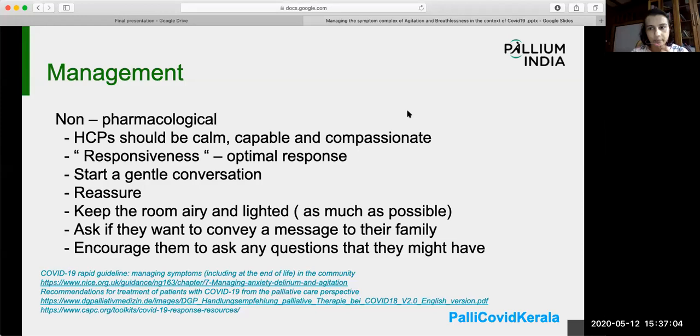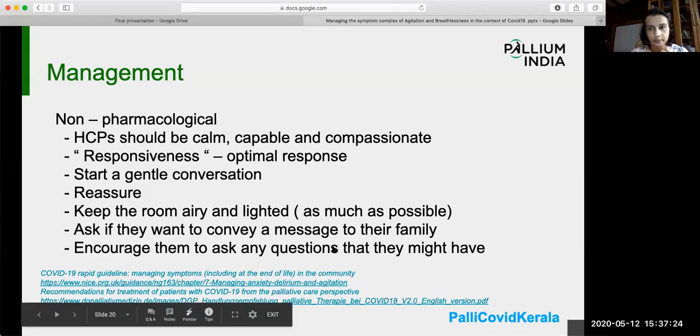Again, keep the room airy and lighted as much as possible. And one of the reasons the patient could be confused or concerned is because they would want to convey a message to the family. So proactively ask for such questions. Encourage them to ask for any questions that they might have, any concerns or worries that they might have, so that their anxiety is allayed.